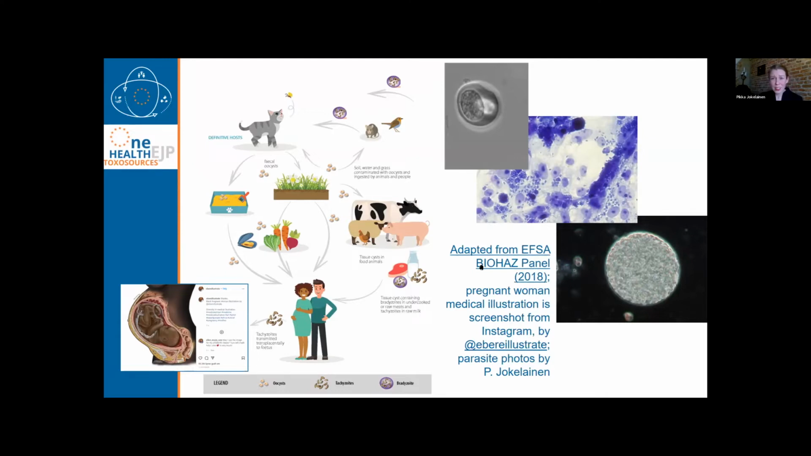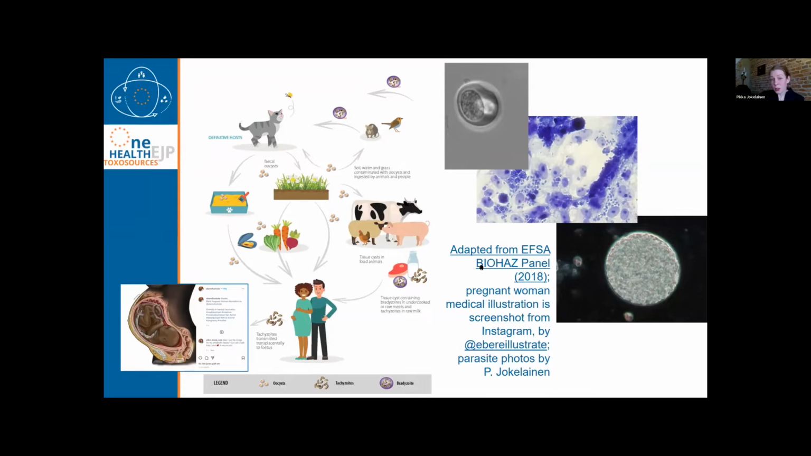And what is quite striking is that even though we know a lot about Toxoplasma to the smallest detail, and we have investigated both the parasites and the diseases it causes, we don't really know where humans get the infections. So the knowledge on the proportional importance of these different routes to humans is actually largely unknown. And currently in Europe we have a large project working on this, called Toxosources, where we try to use different approaches to get some answers to what the proportional contribution of different sources is.